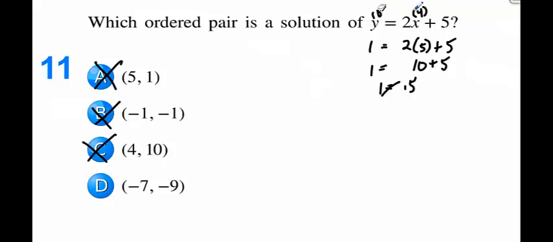So we know our answer is D, so let's just double check. X is -7, y is -9. 2 times -7 is -14. -14 plus 5 is -9. So this point right here would be on this line if I graphed it.